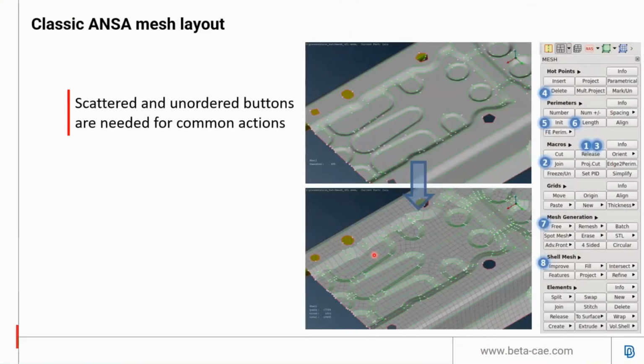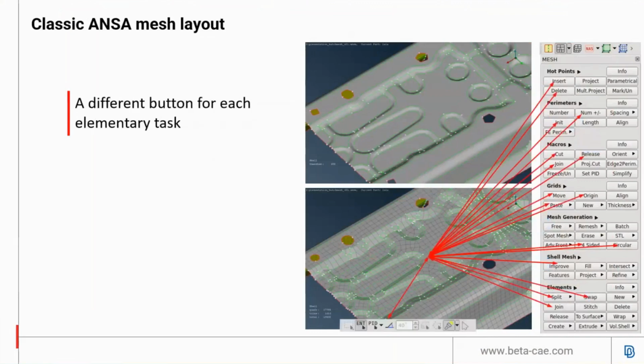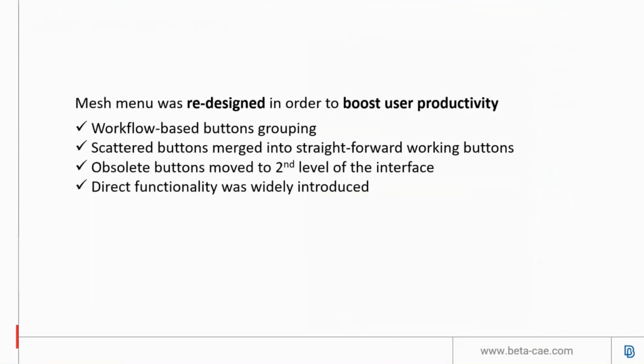For example, if I want to initialize this geometry and mesh it, I have to do extensive mouse travel because I have too many buttons, a single button for each elementary task. In addition, I have to move my mouse to the feature selection toolbar. Having all these downsides in mind, the mesh layout was redesigned in order to boost user productivity. Let's take a closer look.